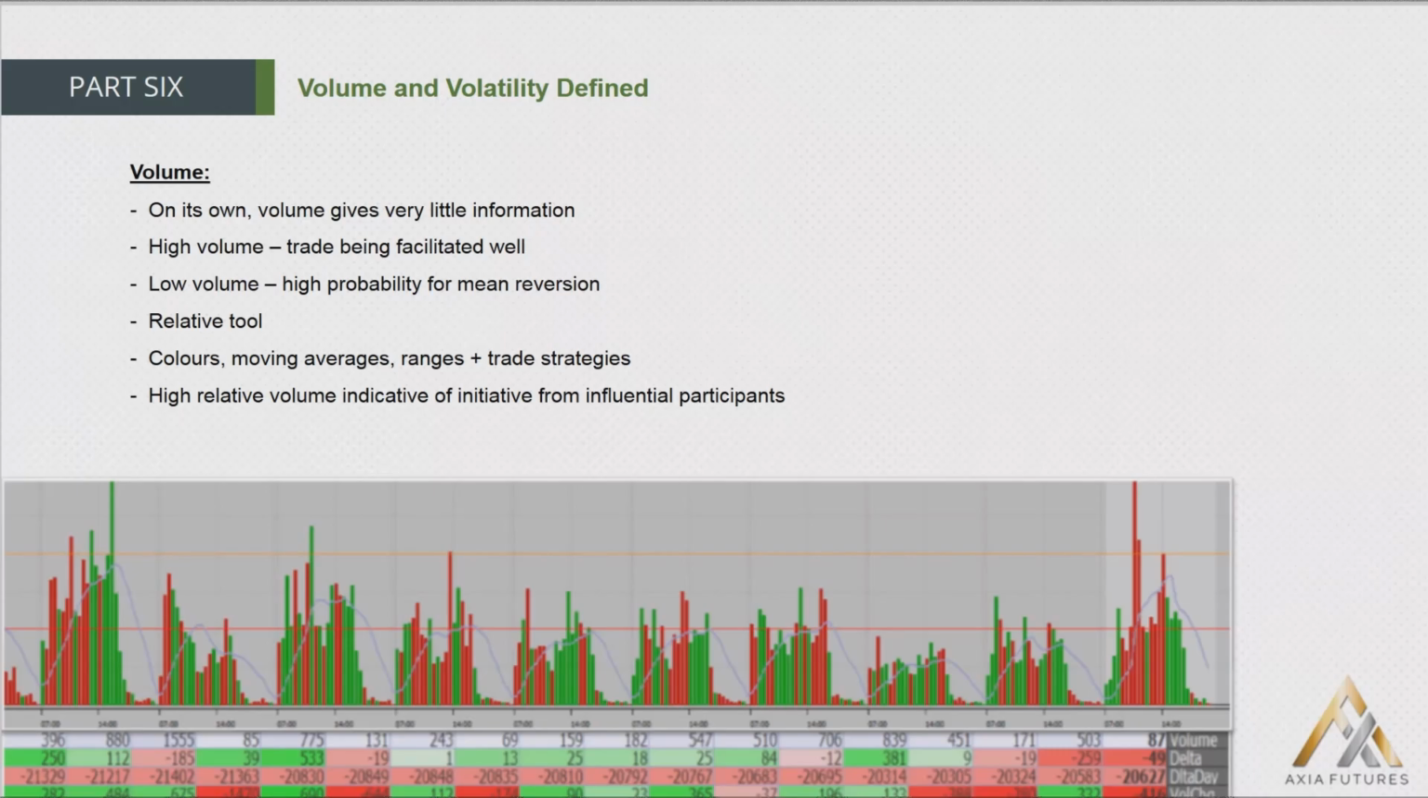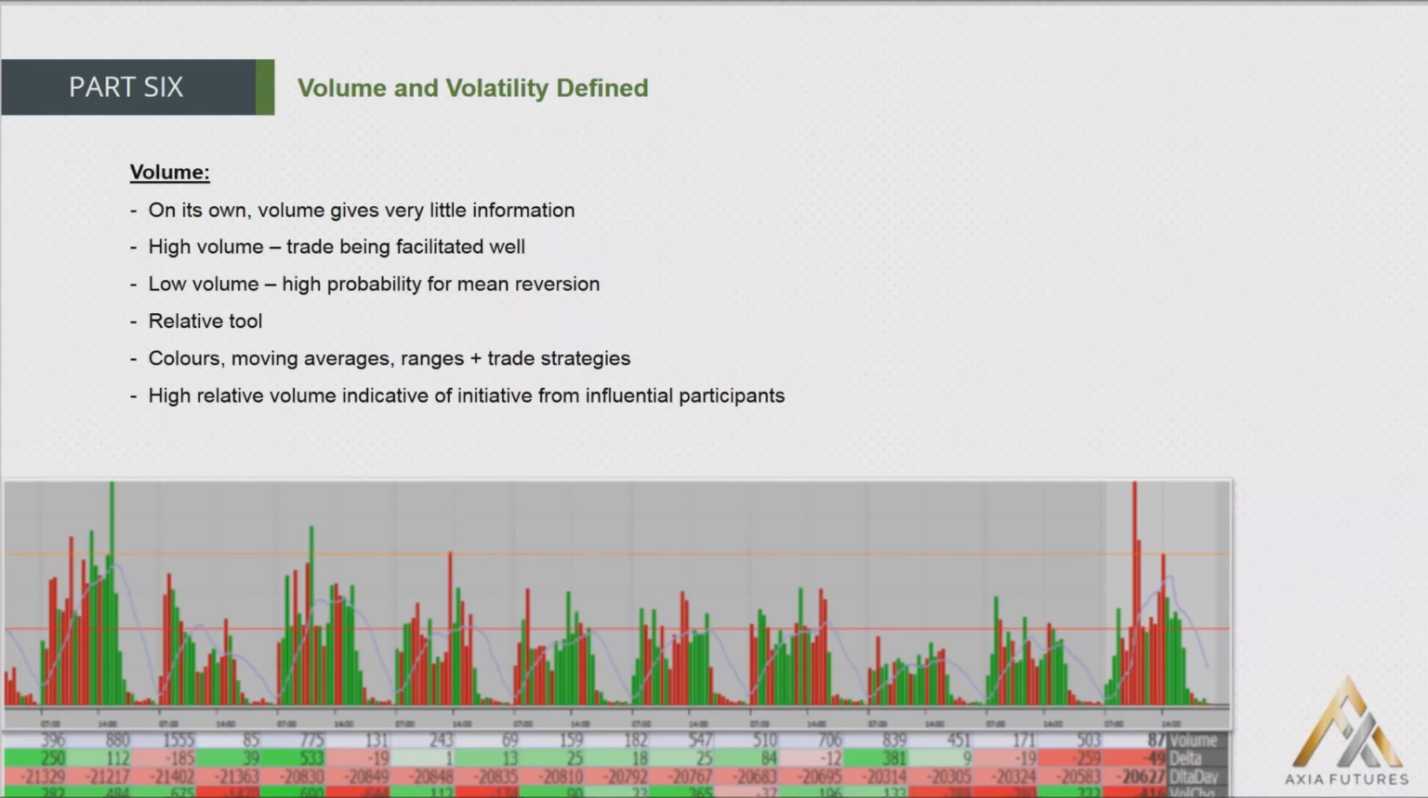So what we're going to talk about firstly is volume. Now, remember what we said, volume is showing us how good or how successful the auction process is. Don't forget, the objective of the market is to facilitate trade. So if there is a high amount of volume, the market's doing a good job. Why?